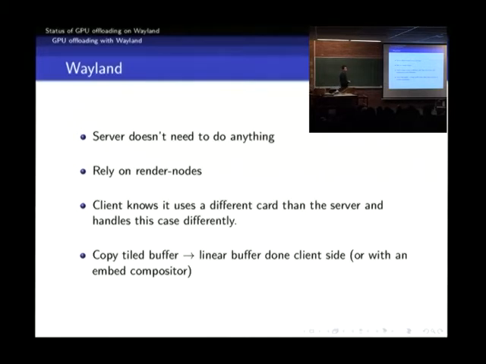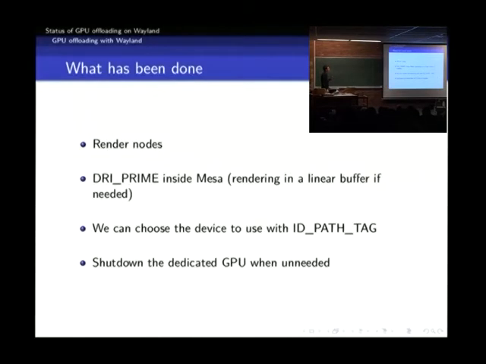With Wayland, we don't have any code in the server, except for the last example I told you, but this isn't a feature working in X11. And we rely only on render nodes. The client knows it uses a different device than the compositor and adapts itself: it has special code to handle that and render to a tiled buffer and copy to a linear buffer. And it can be with an embedded compositor eventually.